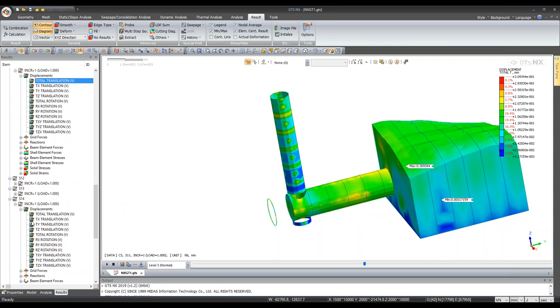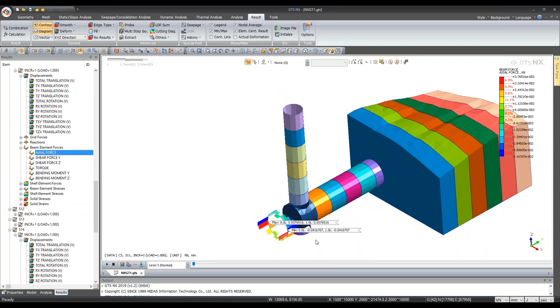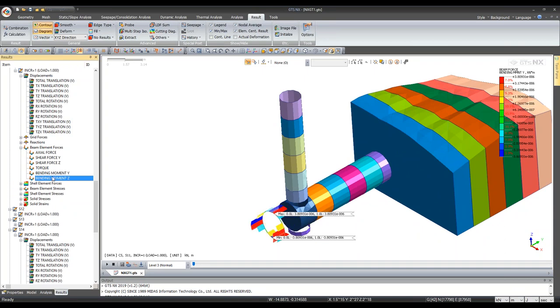So now we will see the load coming onto your steel ribs. You can go for axial force. The axial force which you are getting is very low now. Now you can go for the bending moment diagram, along two axes, your x axis and your y axis as well.